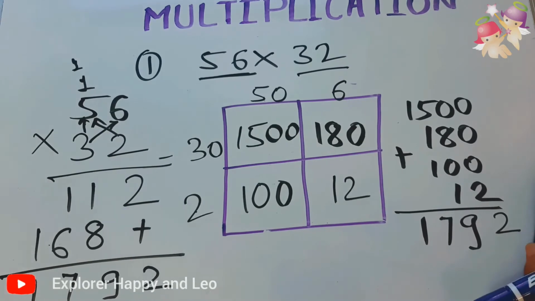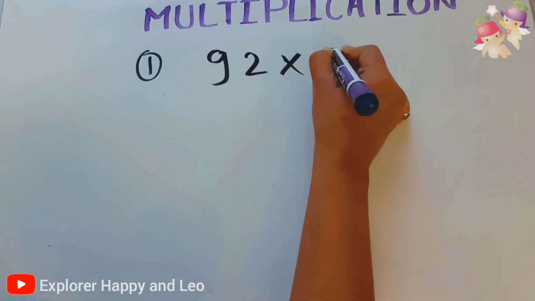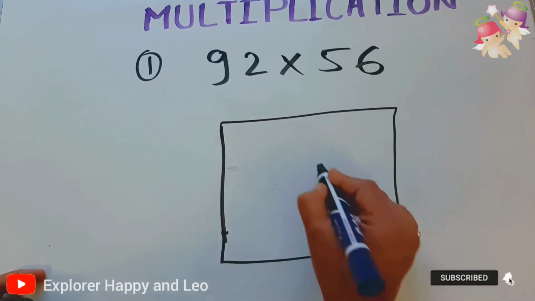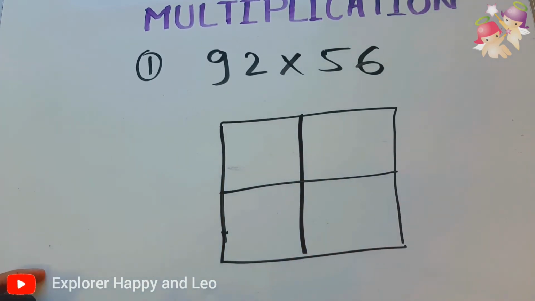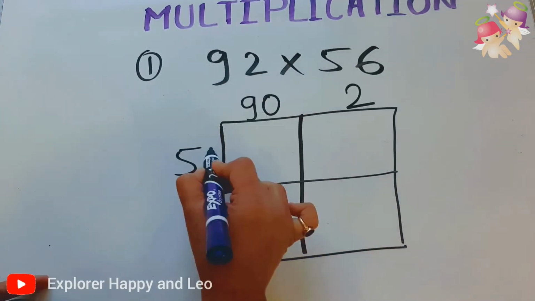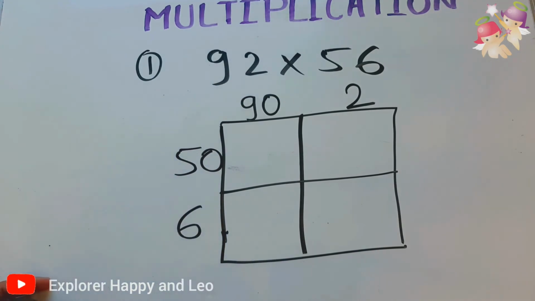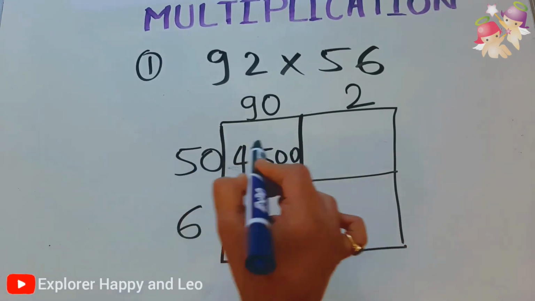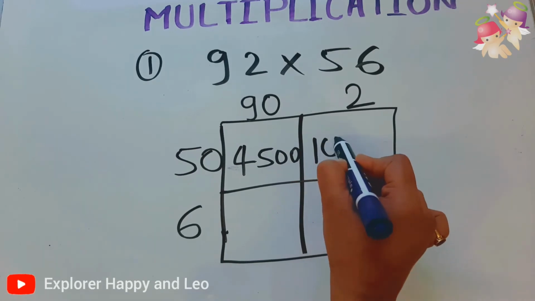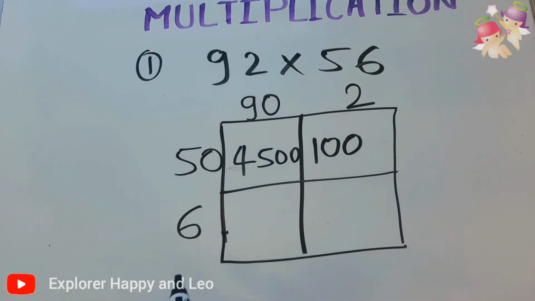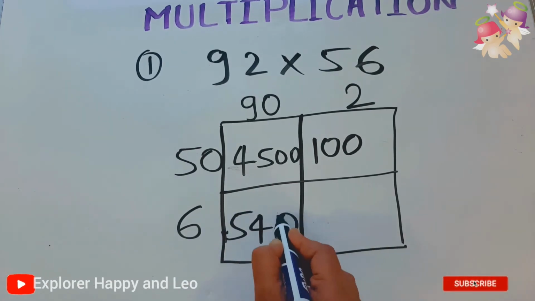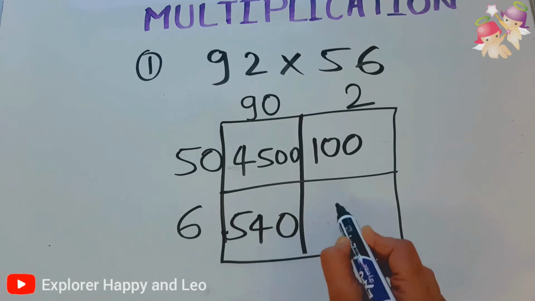Let's see another example. 92 into 56. As it is 2-digit into 2-digit, I will be drawing 2 rows and 2 columns. Fine. So here 92, splitting this number: 50 and 6. So 9 fives are 45, right? And 20. Then 5 into 2, 10, adding 10. Then 6 into 9, 54, right? Adding 10. Then 6 into 2, 12.